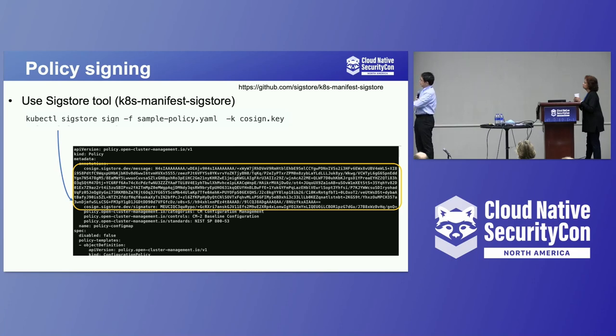So this is the encoded message body and the signature, encoded by signature. So this is a signing mechanism.